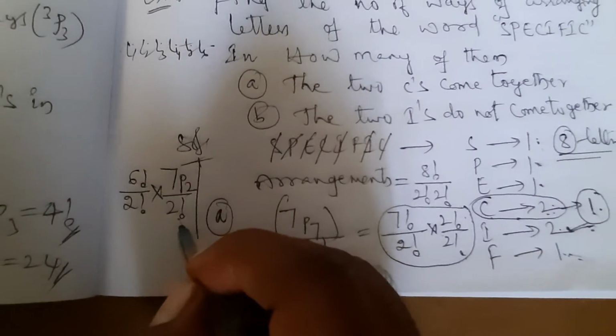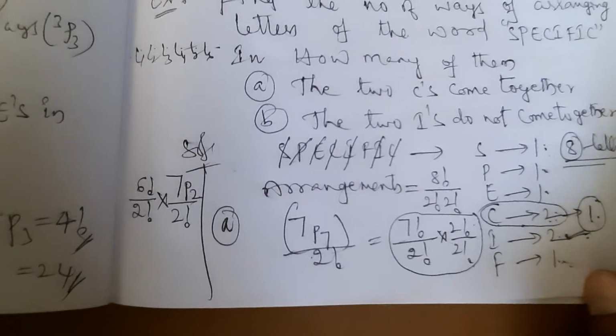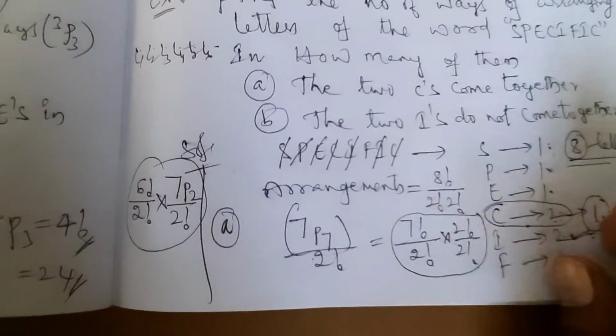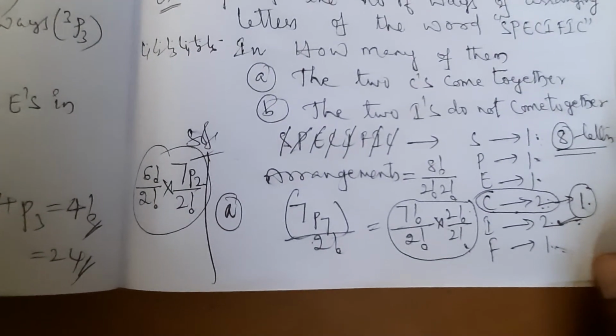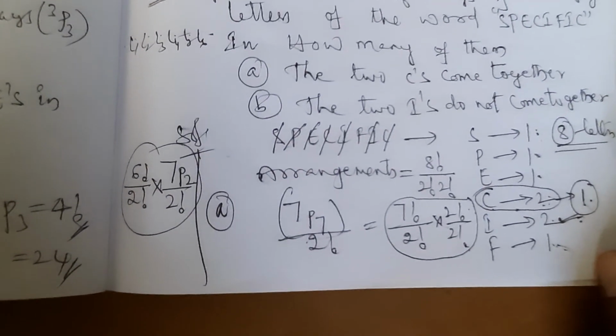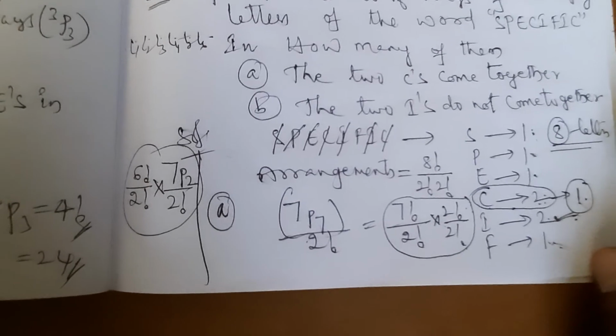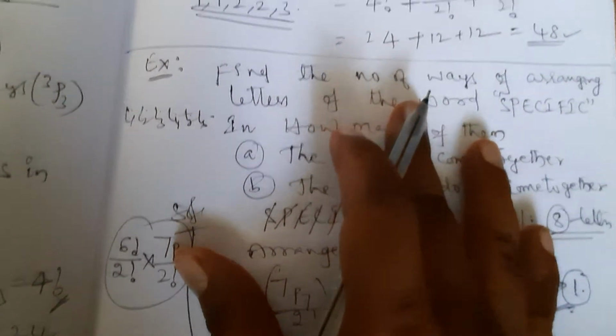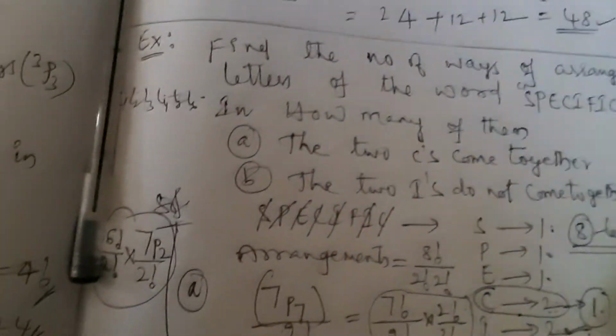Don't forget this 2 factorial. Why am I writing 2 factorial? Since the 2 I's are similar things. So this is the value for no 2 I's coming together, meaning the 2 I's do not come together: 6 factorial by 2 factorial into 7P2 by 2 factorial. Okay, so this is the next concept we covered today.